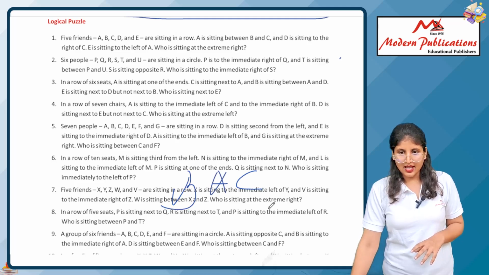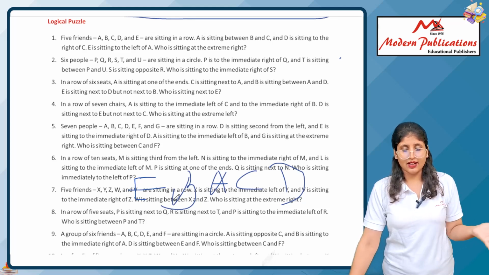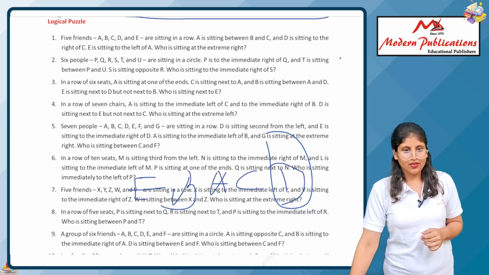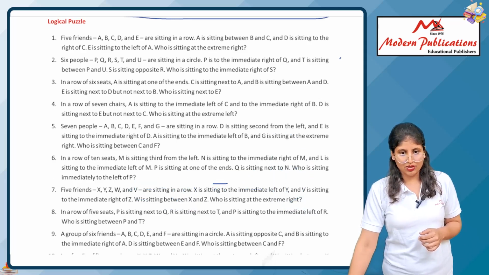D is sitting to the right of C. So D is sitting on the right of C. E is sitting to the left of A, so A's left is E. Who is sitting at the extreme right? So it is left here, right here. So D is sitting at the extreme right. So this is what sitting arrangement questions are like.